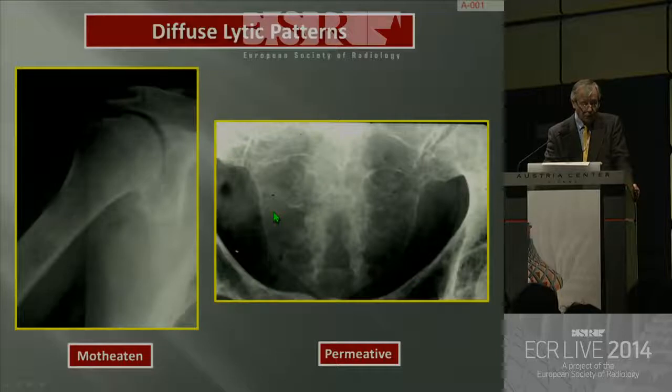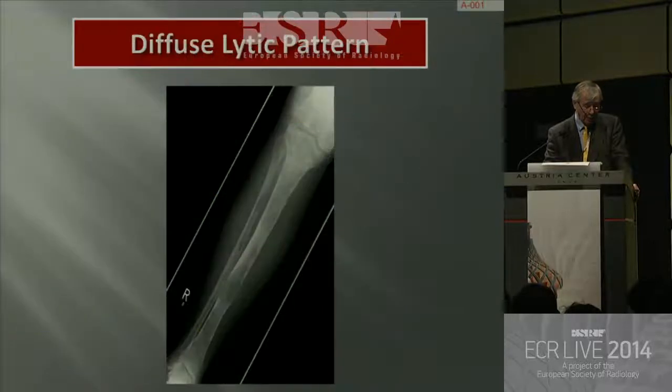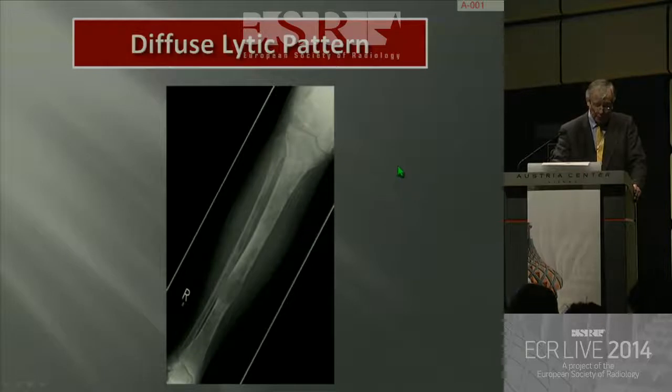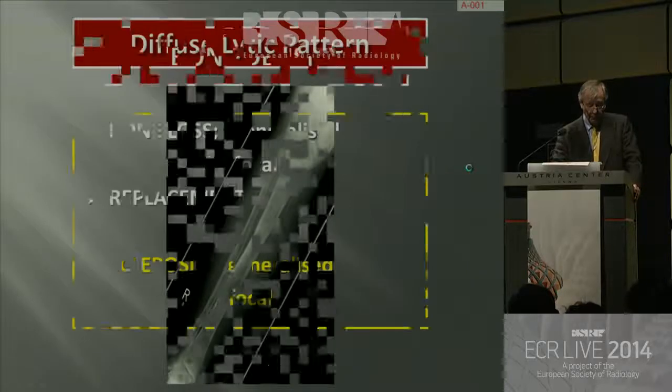So diffuse lytic patterns are usually a metastatic or lymphomatous type lesion. Here is a metastasis in which you can see the permeative area and the moth-eaten area within the same bone.